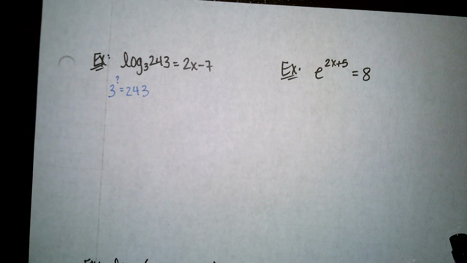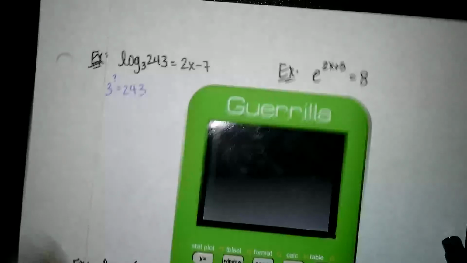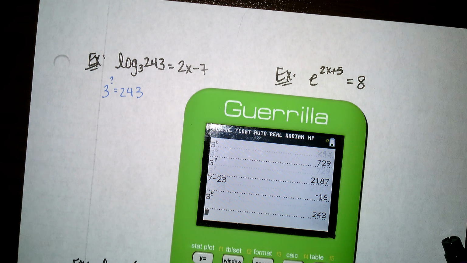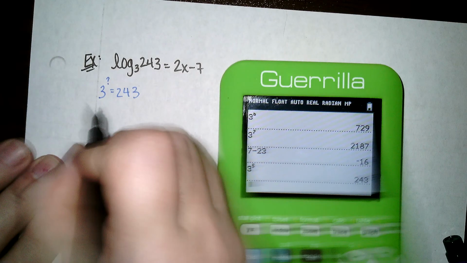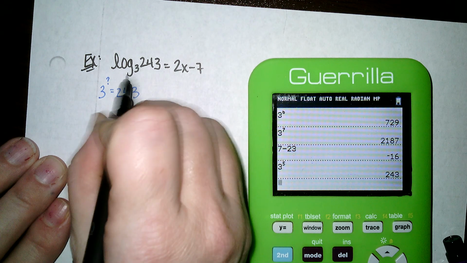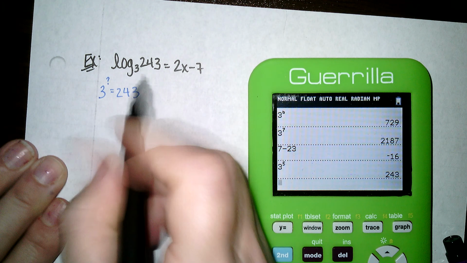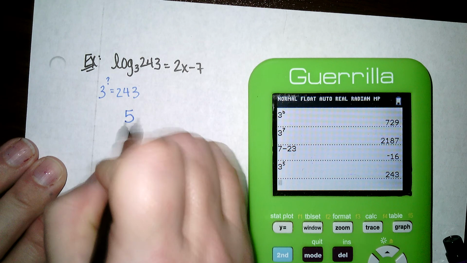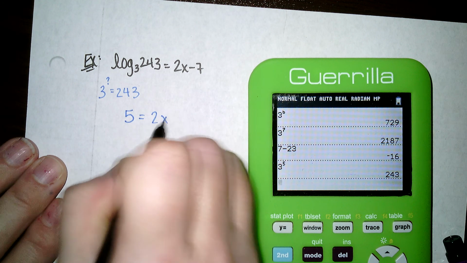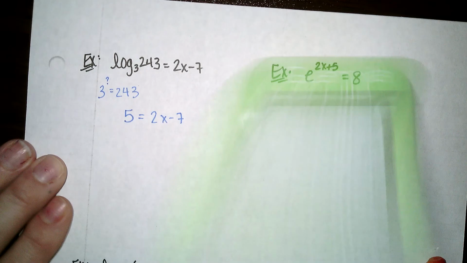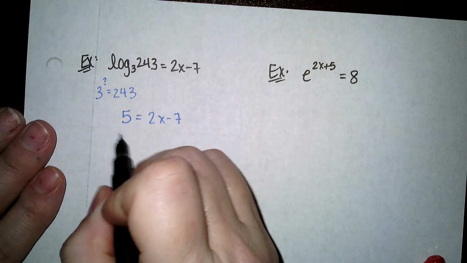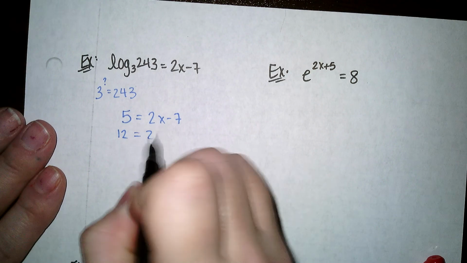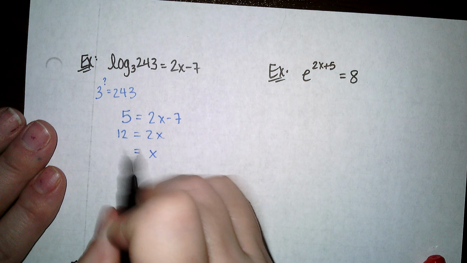So I'll see if I can answer that question. Let's see, 3 to the 5th. Oh, I got it right off the bat. 3 to the 5th is 243. So I can replace log base 3 of 243 with the number 5. So now I have 5 equals 2x minus 7, and that's going to be a really simple equation to solve. Add that 7 over, that's 12 equals 2x, and then x equals 6.